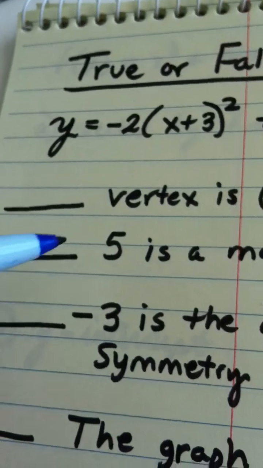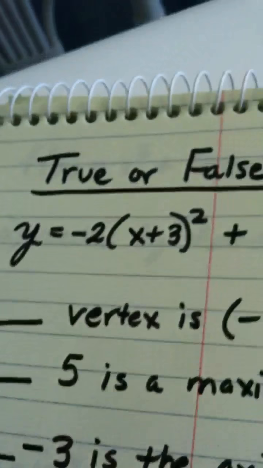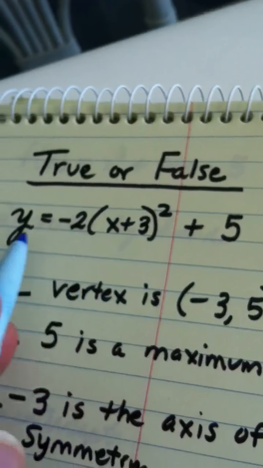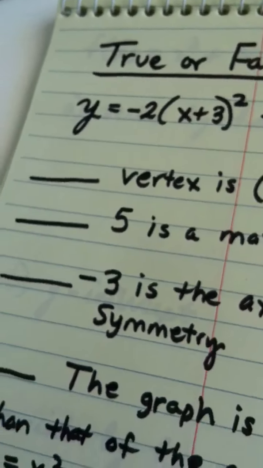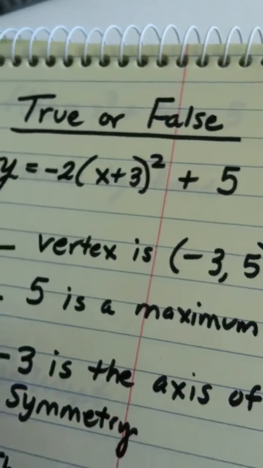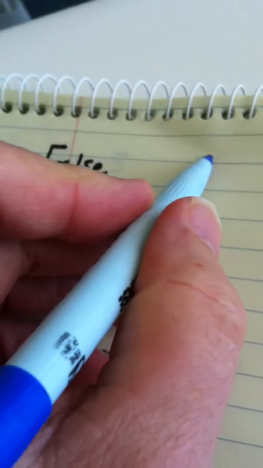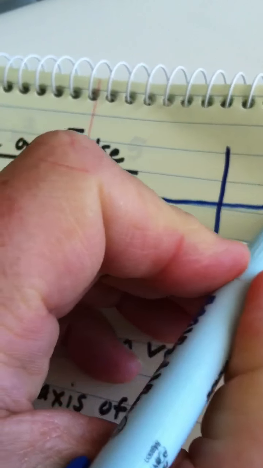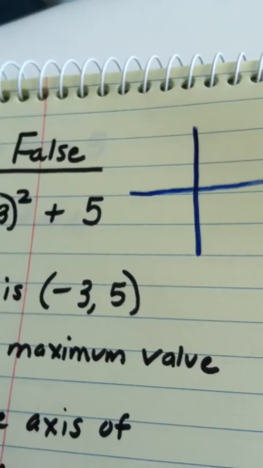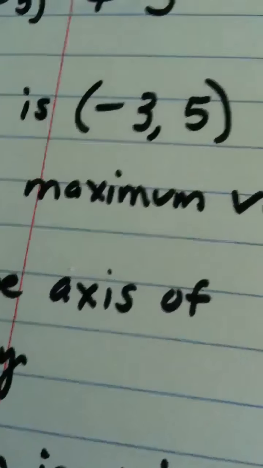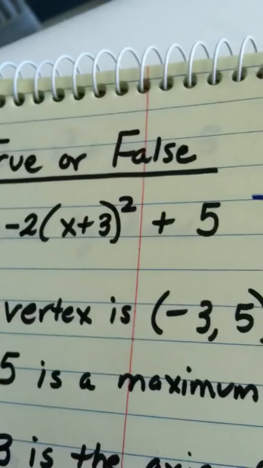Alright, I think the best way to approach these true-false questions is to look at the original question that the questions are in reference to, and try to look at a graph. Now, here's what's happening. And these are basically skills that you need to remember from the past unit.